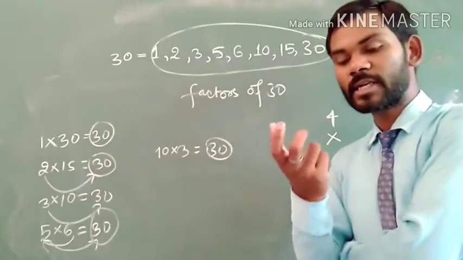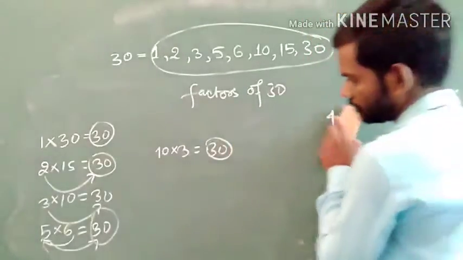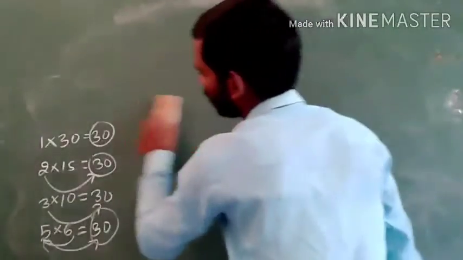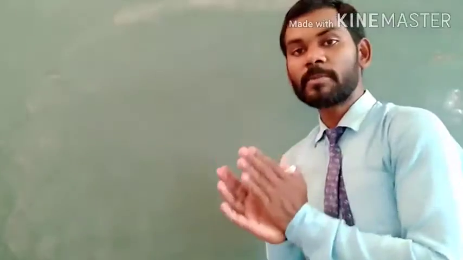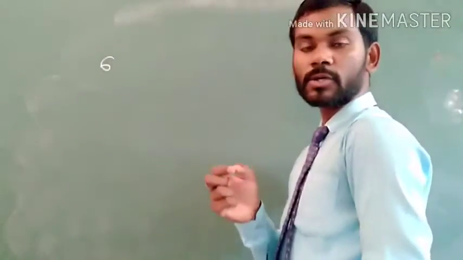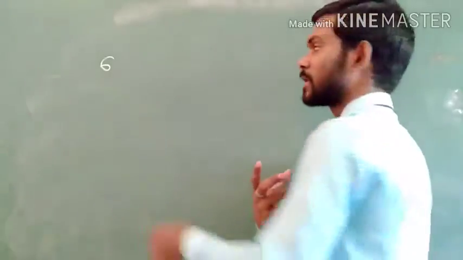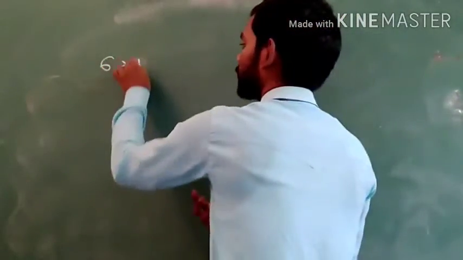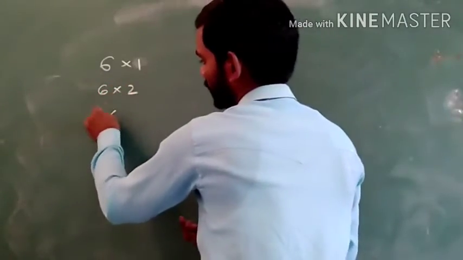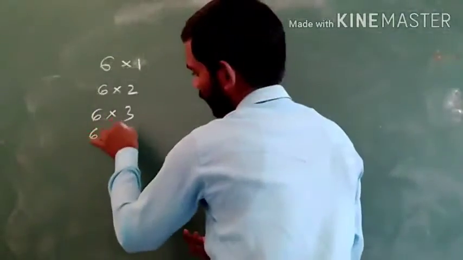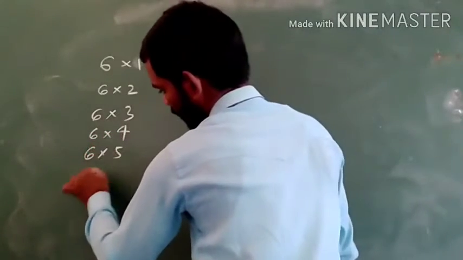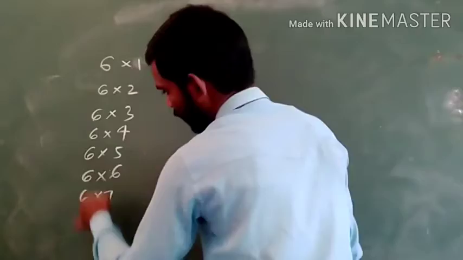Now let us see the next, that is called multiple. As I told you, if we read a table of any number, then actually we are not just reading the table, we are multiplying the given number by some natural number. If I say read the table of 6, then in order to read or write the table of 6, we just multiply 6 by some natural number: 6 multiplied by 2, 6 multiplied by 3, 6 multiplied by 4, 6 multiplied by 5, 6 multiplied by 6, 6 multiplied by 7, and so on.